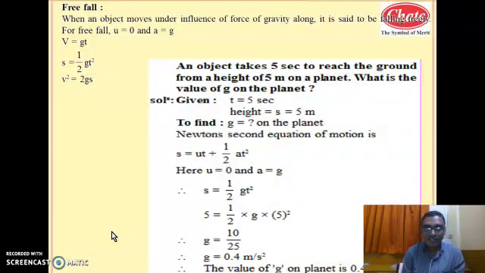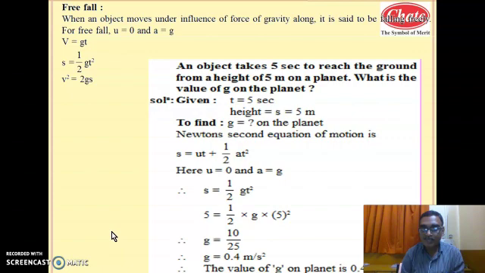In the last part we studied the free fall condition. In free fall, let us revise the equations. The first equation is v = gt, the second equation is s = 1/2 gt², and the third equation is v² = 2gs. Now let us see a problem under a free fall condition.